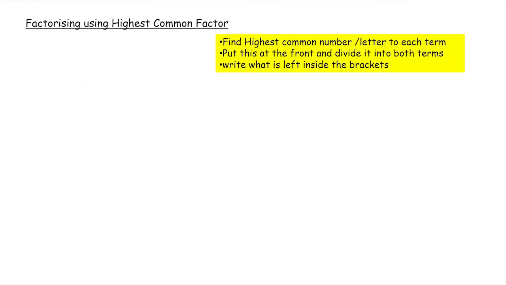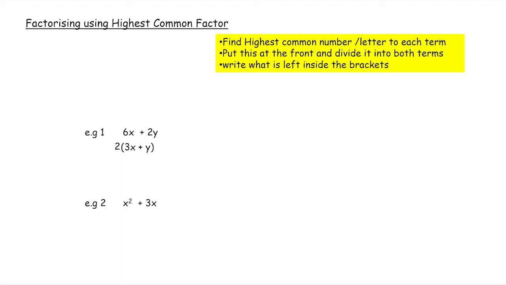When factorizing using the highest common factor, find the highest common number or letter to each term. Put this at the front and divide it into both terms. Write what is left inside the brackets. For example, 6x plus 2y. Our common factor is 2. 2 times what gives us 6x? 2 times 3x gives us 6x. 2 times what gives us 2y? 2 times y gives us 2y.